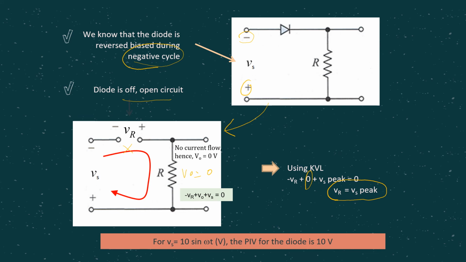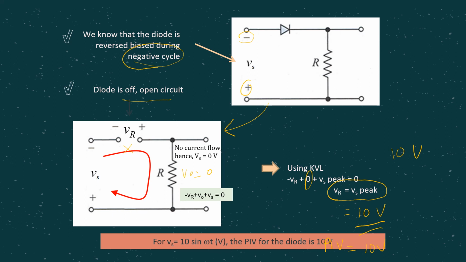Meaning to say, if our Vs peak for the previous example is 10 volt, then we know that the maximum reverse voltage across our diode will be equal to 10 volt. So when we choose our diode, we should choose a diode with a PIV rating of at least 10 volt, or higher.